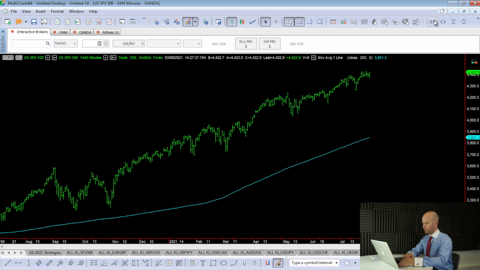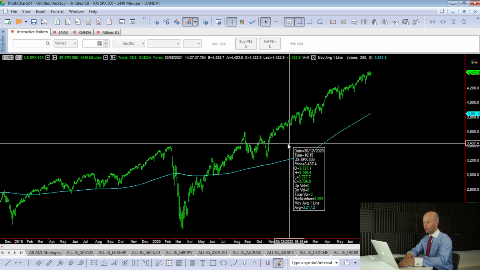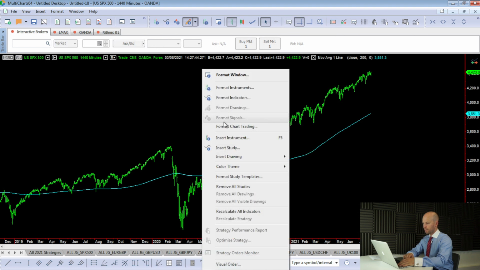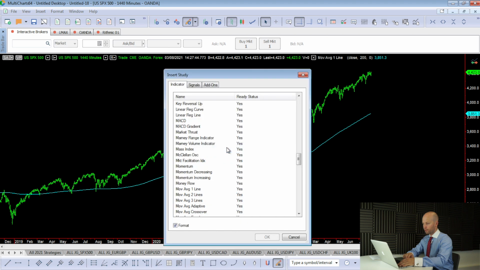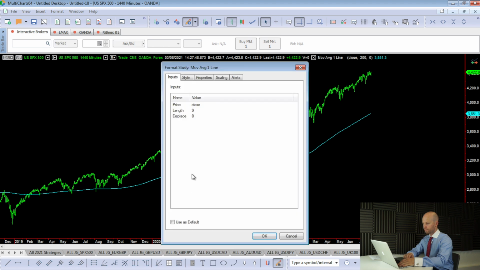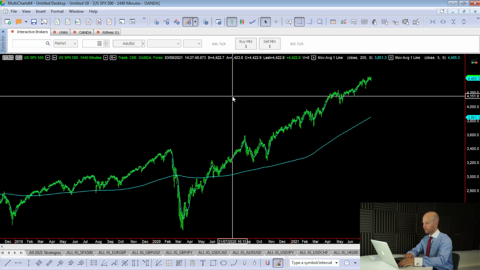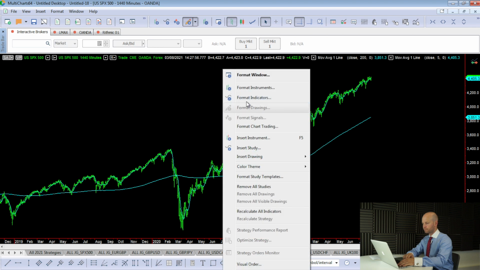So there's our 200 period moving average on the chart. Now let's put the 5 period moving average on the chart. And there's our 5. Let's change the colour of that.